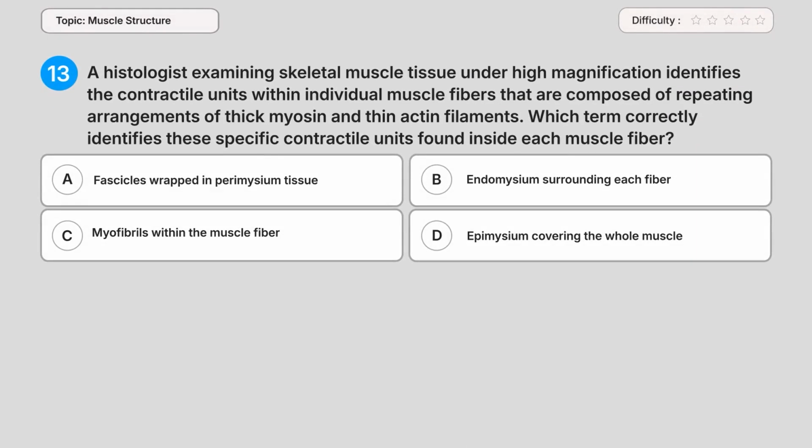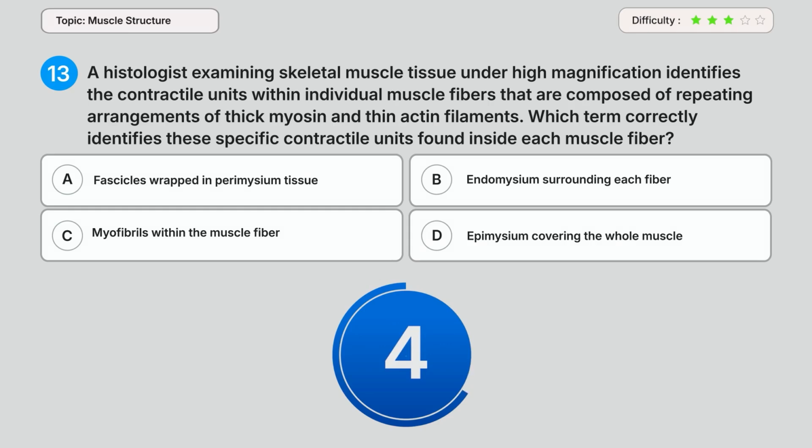13. A histologist examining skeletal muscle tissue under high magnification identifies the contractile units within individual muscle fibers that are composed of repeating arrangements of thick myosin and thin actin filaments. Which term correctly identifies these specific contractile units found inside each muscle fiber? A. Fascicles wrapped in perimysium tissue. B. Endomysium surrounding each fiber. C. Myofibrils within the muscle fiber. D. Epimysium covering the whole muscle.